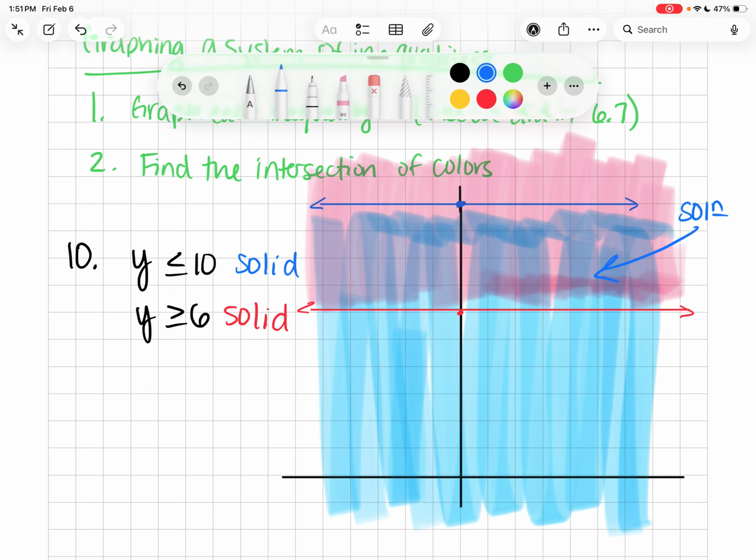Okay, now it's this whole region in here. Obviously, you don't need to do the whole thing, but just point to the overlapping area. Point to the color? Yeah, point to the overlap where the solution of the system is. Yep.